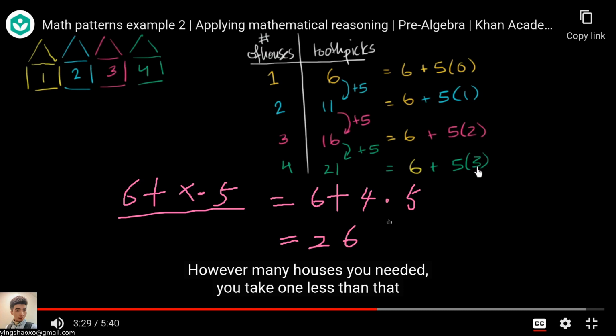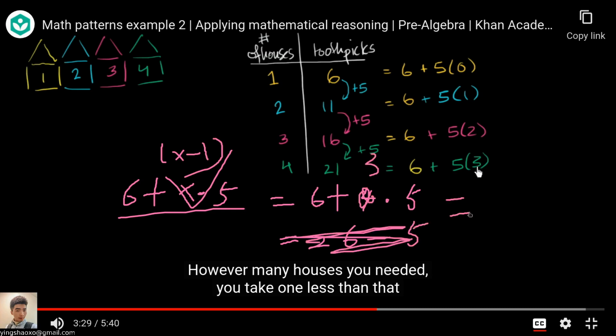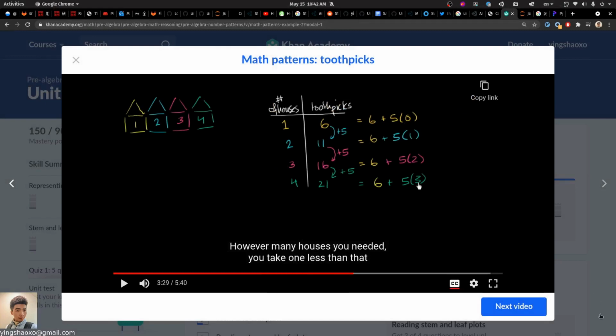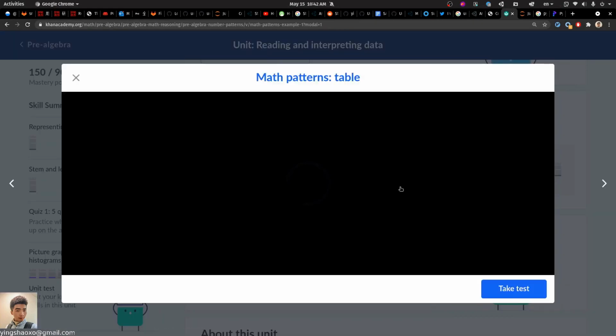Was that correct? No, it's not correct. We should minus it by 5. So here for the x, we should do some changes for it. It should be x minus 1. Alright, that makes sense. Now, if we change this number to 3, we would immediately get 15. Plus 6, which is 21. Awesome. So we don't have to watch this video anymore. Let's just jump it. Let's go on to the next video.